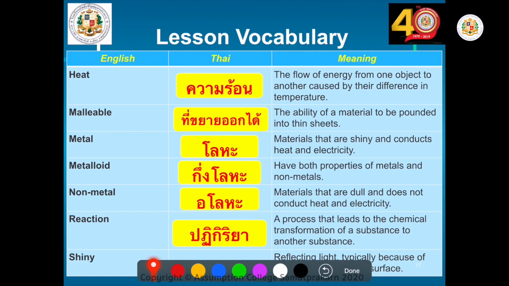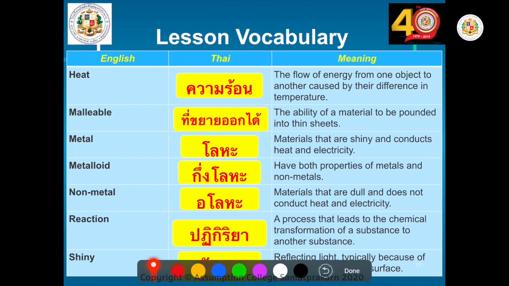Next, we have reaction. It is the process that leads to the chemical transformation of a substance into another substance. For example, a reaction is when the substance changes from the original into another thing. When it changes, that means a reaction has taken place.